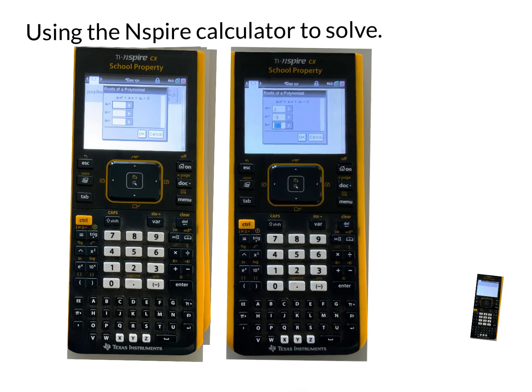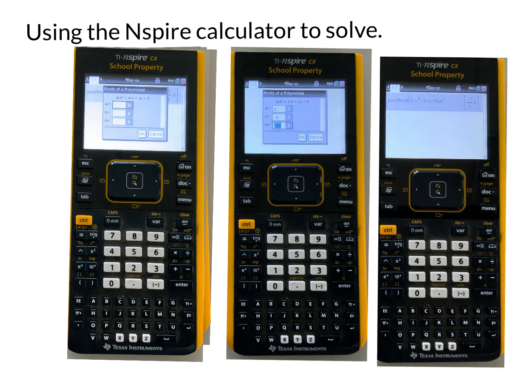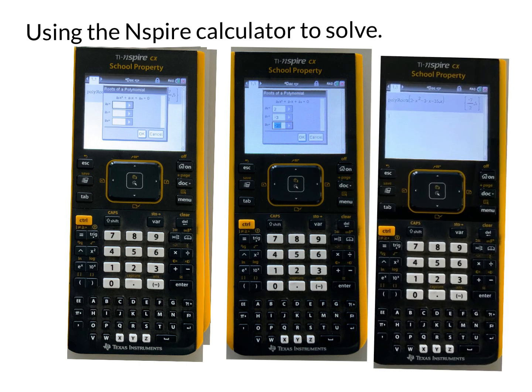All right, and you would have your 2, your -3, and your -35 for the example that we just did. All right, and then once you do that, you hit enter a few times, and it's going to end up showing you the answer, and the answer is right over here. You have 2 answers. You have -7/2, and you have 5 for the example that we just did.